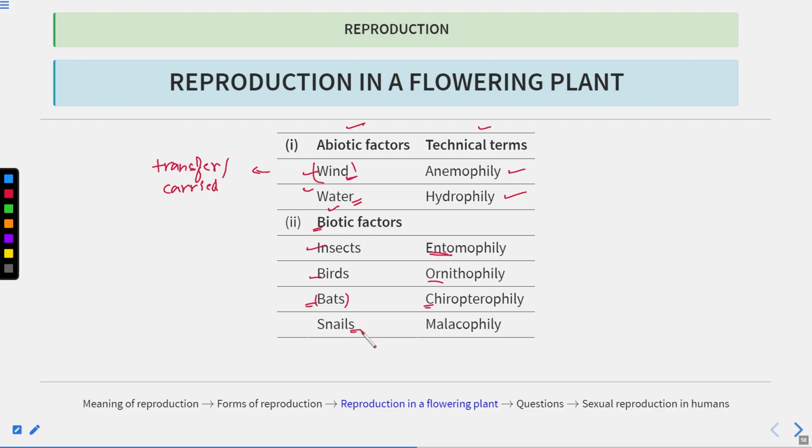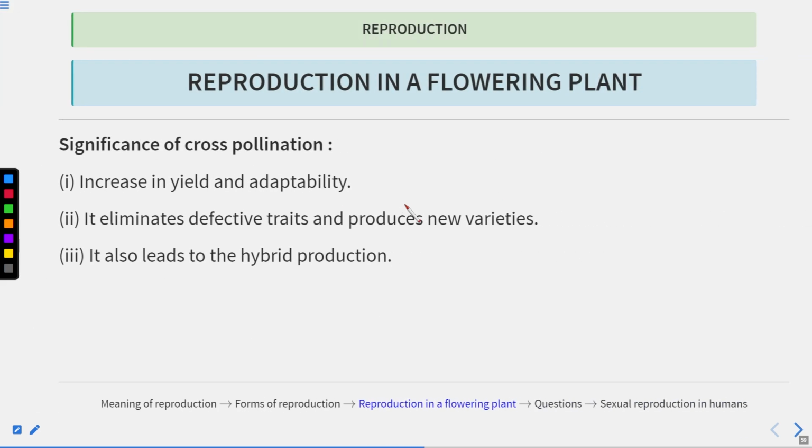Now pollination by snails also takes place. Pollination by snails is known as malacophily. So these are all the biotic agents that are involved in the transfer of pollen from one flower to the stigma of the same plant or same flower or another flower.